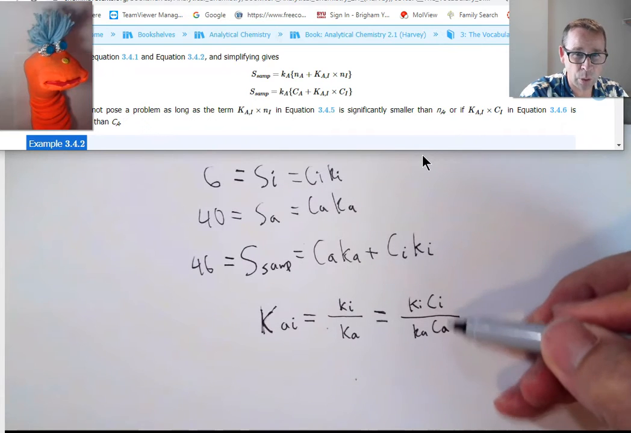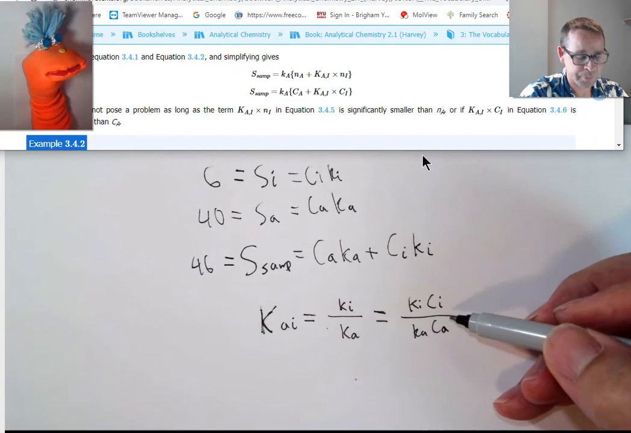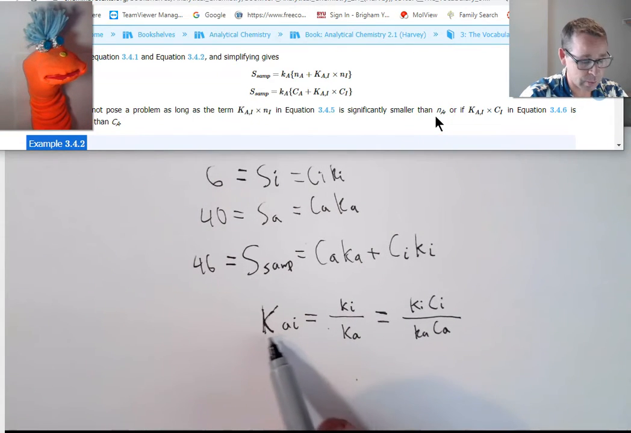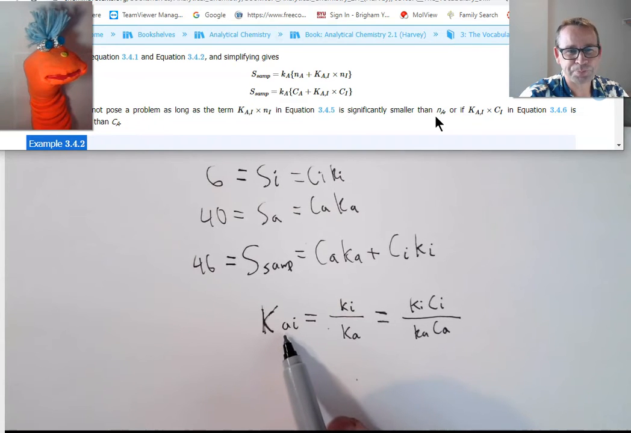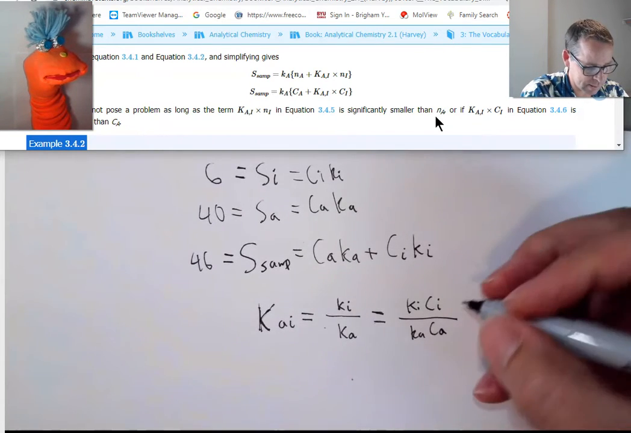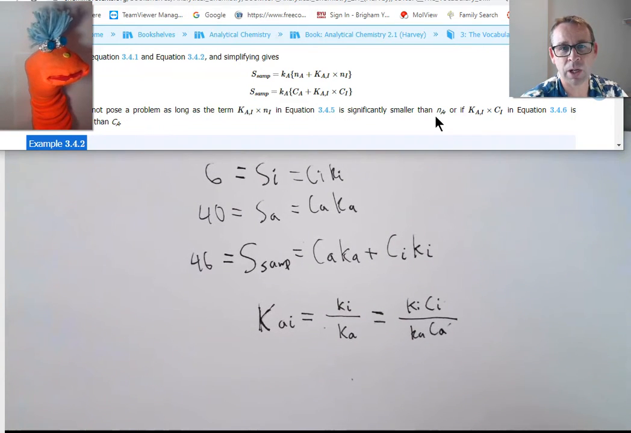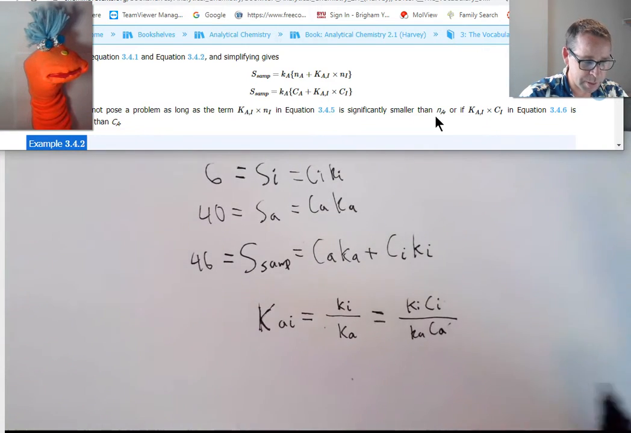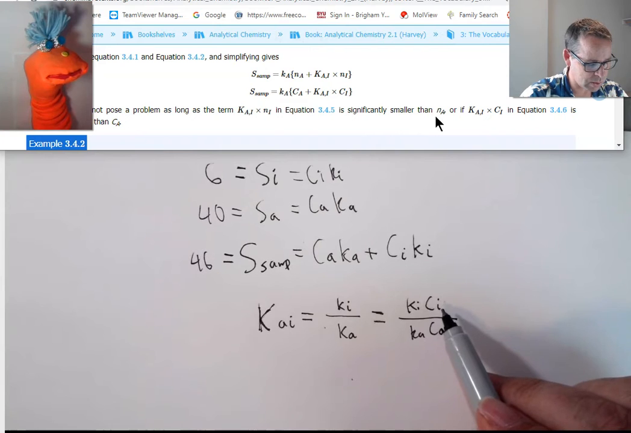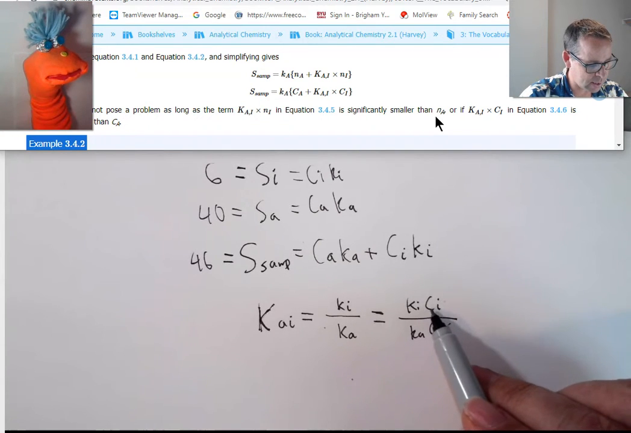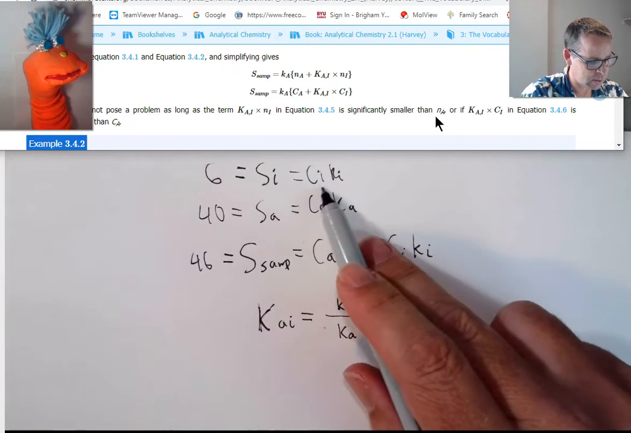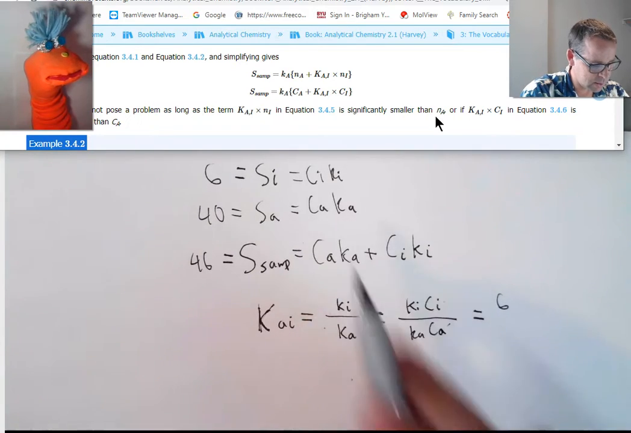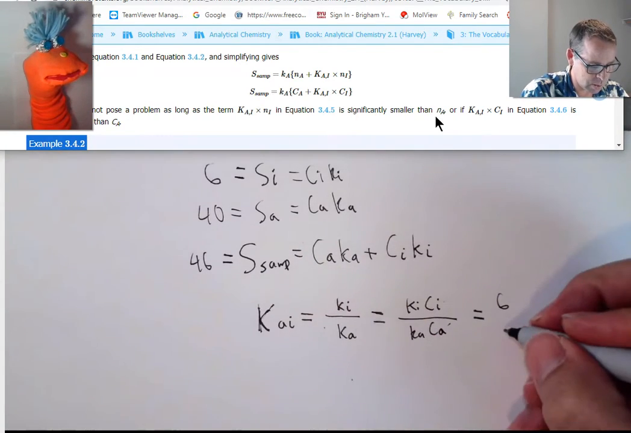Now, this is not true only if what? What do you mean? Well, the selectivity coefficient does not equal this statement unless the C_I here and the C_A are the same concentration. Oh, okay, yeah. So it's only good for our specific scenario. But because we have this scenario, we can utilize that information, and we can see that K_I C_I, this one up here, is equal to 6, and that K_A C_A, same thing here, is equal to 40.